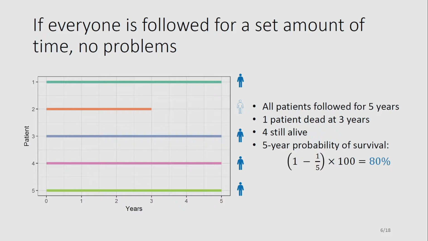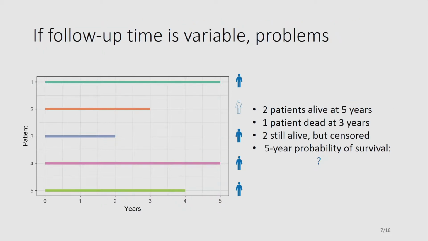So no problem here. This is straightforward. So the problem comes in and the complexity comes in when that's not exactly the case. So in the same simple example, I've altered the data for 2 patients. So we still have patients 1 and 4 who are followed for a full 5 years, and they're alive at the end of follow-up. Patient 2 died at 3 years. But now patients 3 and 5 have been followed for less than 5 years. And the last thing that we knew about them is that they were alive. And this is what's known as censored data.